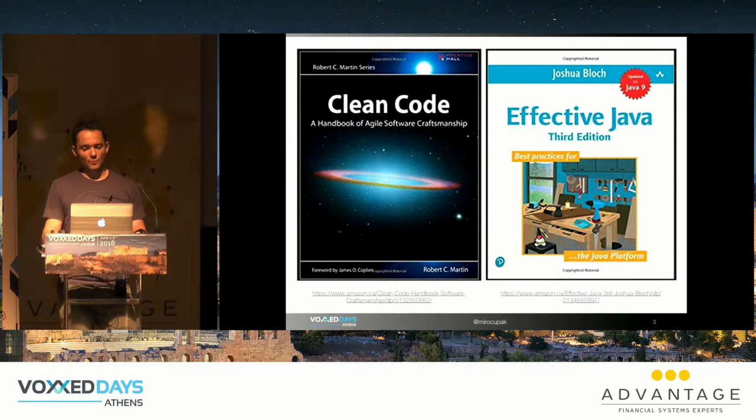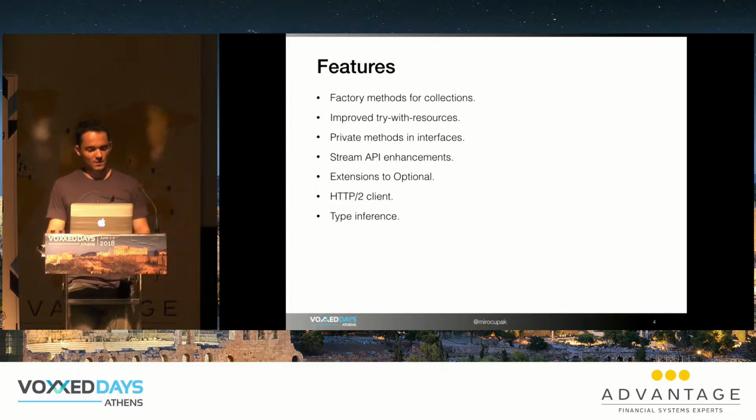There are 2 very good books on writing readable code in Java. There's Clean Code and there's Effective Java. They're very well known, so odds are you've read them before. If you haven't, I can highly recommend doing so. They're probably the best software engineering books that I have ever read, and they actually provided a lot of information for this talk as well. So the kind of features we're talking about today are factory methods for collections, improved try with resources statement, private methods in interfaces, stream API enhancements, extensions to optional, HTTP client, and finally, type inference.